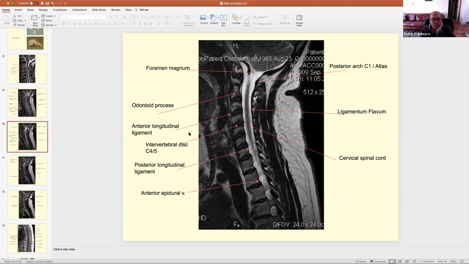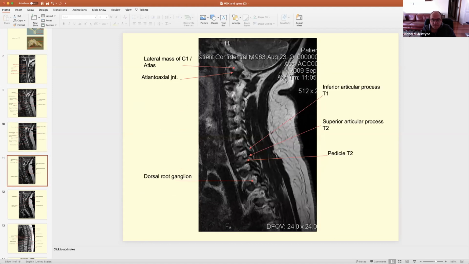Okay, so if we move a little bit more laterally, we can see we're starting to come out of the cord. We've got the foramen magnum at the base of the skull. We can see the odontoid process a little bit more lateral. As I say, we're losing a bit of the spinal cord. We're getting a little bit of partial voluming along there. We've got the anterior ligament, we've got the posterior ligament. It's a little bit flatter than I'd expect. The disc space, and the ligamentum flavum. So we've got all that stuff.